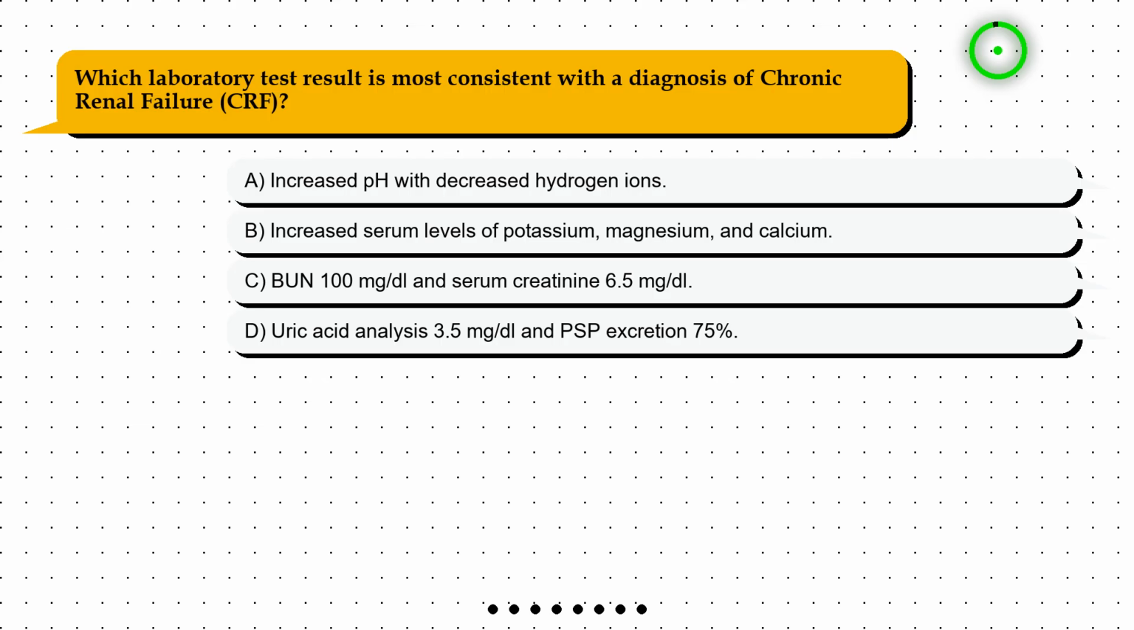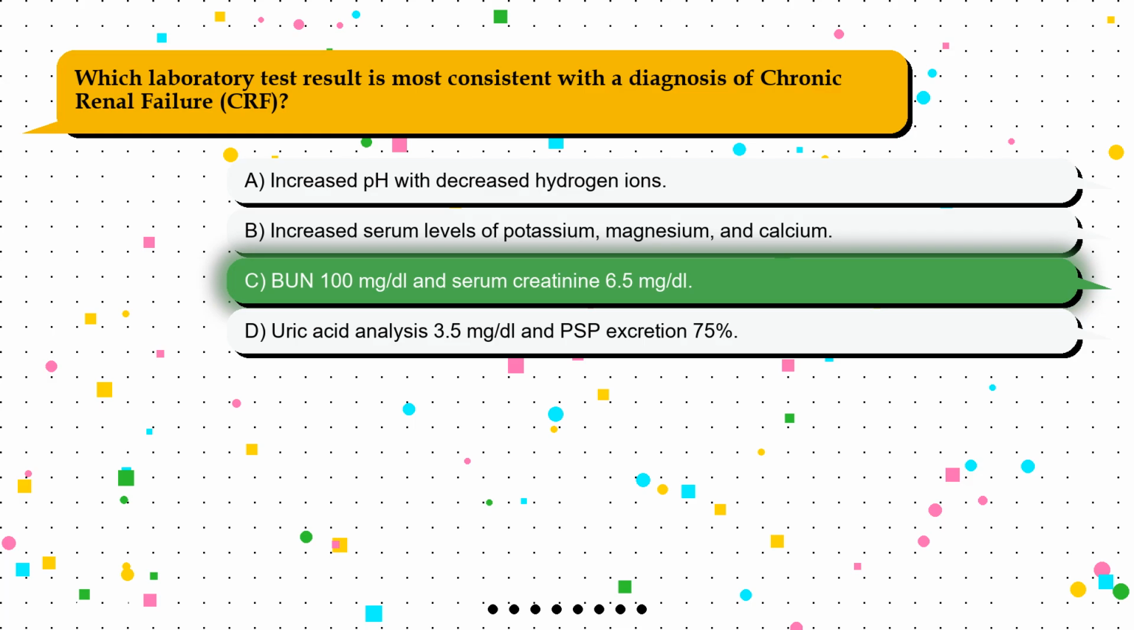Question 1. Which laboratory test result is most consistent with a diagnosis of chronic renal failure, CRF? Option A, increased pH with decreased hydrogen ions. Option B, increased serum levels of potassium, magnesium, and calcium. Option C, BUN 100 mg/dl and serum creatinine 6.5 mg/dl. Option D, uric acid analysis 3.5 mg/dl and PSP excretion 75%.